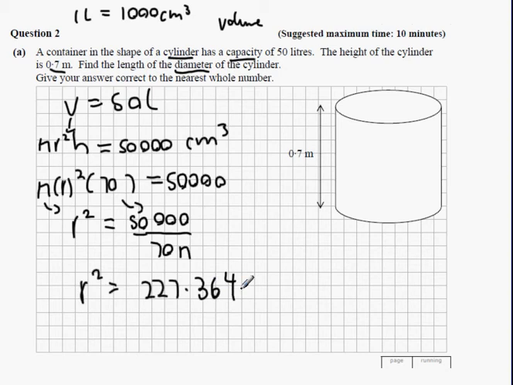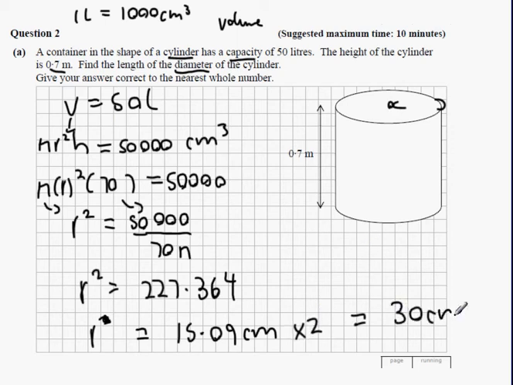What happens when you square root it? Square root that number. Should be around 15 somewhere. 15 point, so r equals 15.078. Now, that means that the diameter is twice the radius. So if the radius is this much, how much is the diameter? Multiply by 2, we get roughly 30 centimetres.